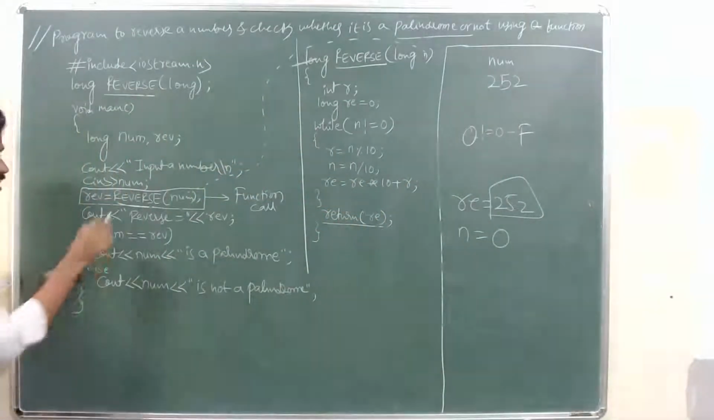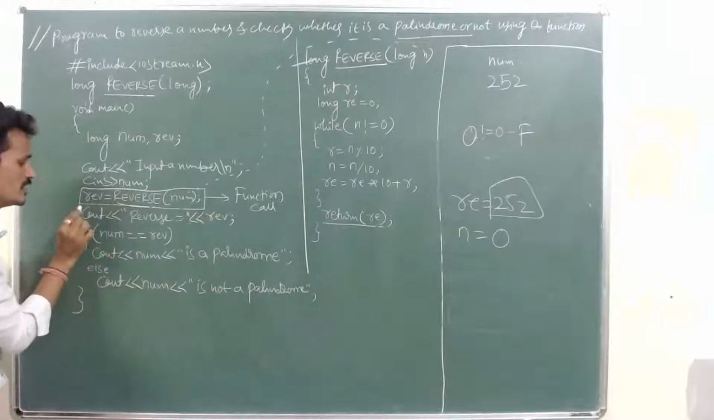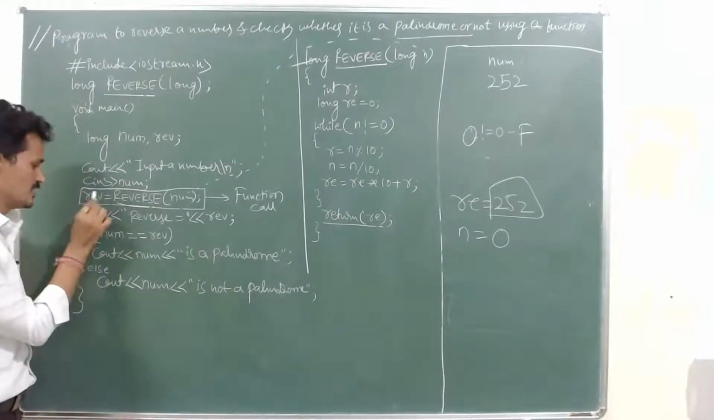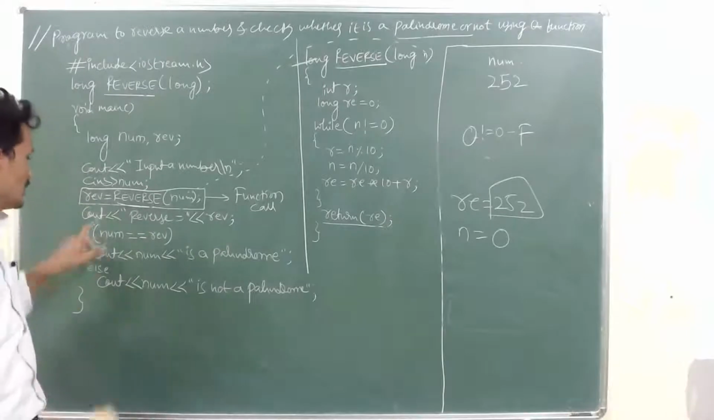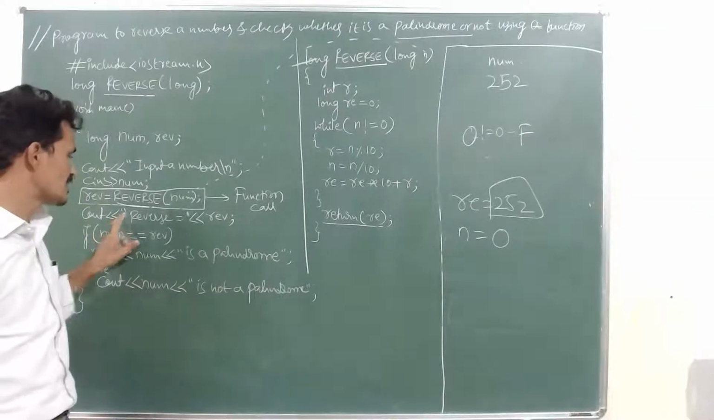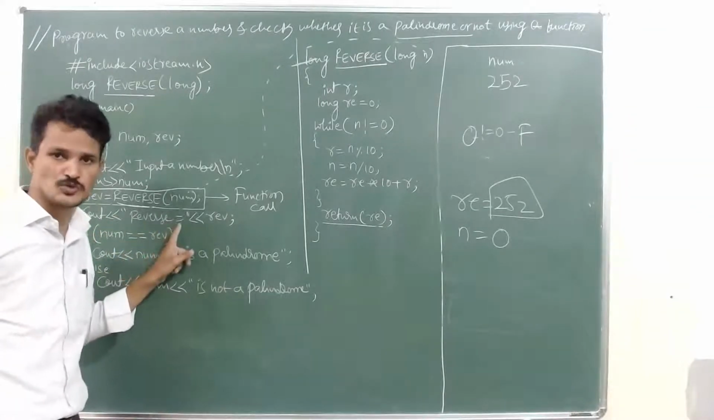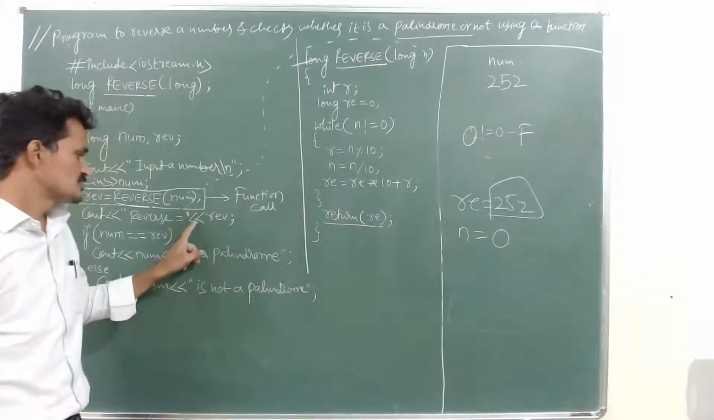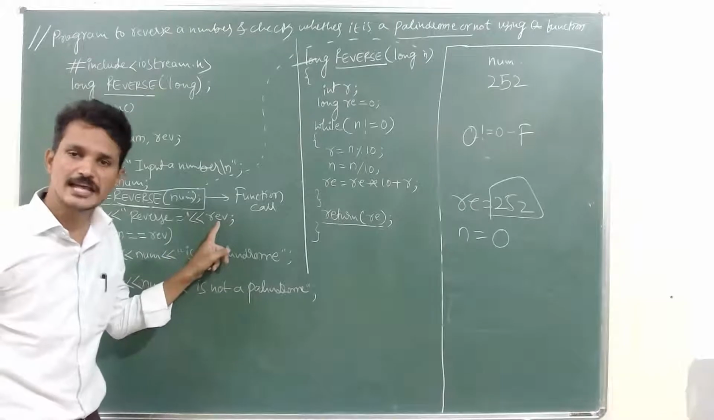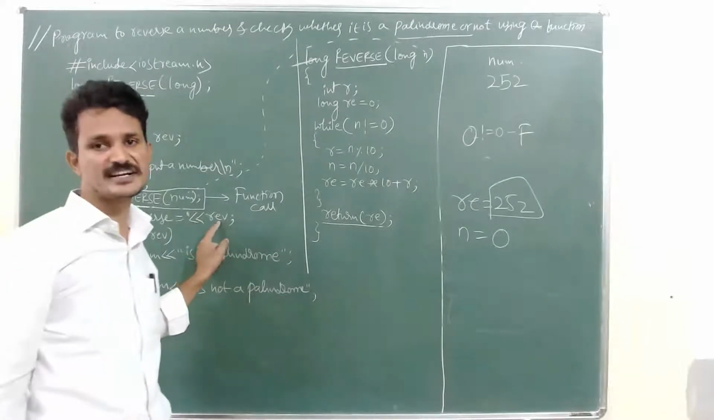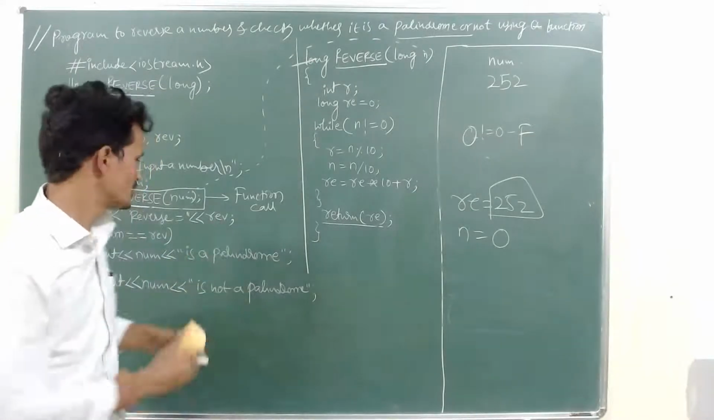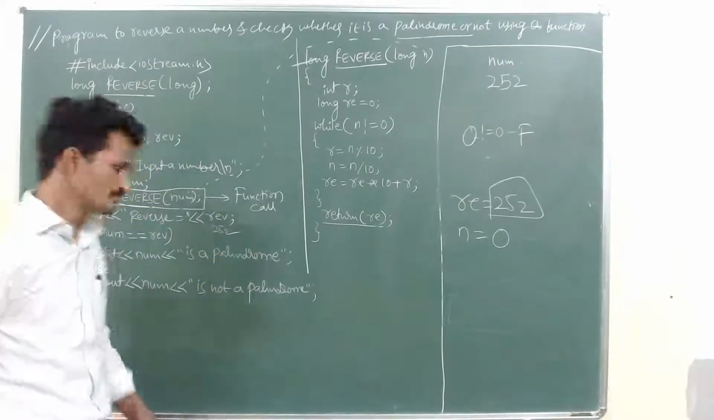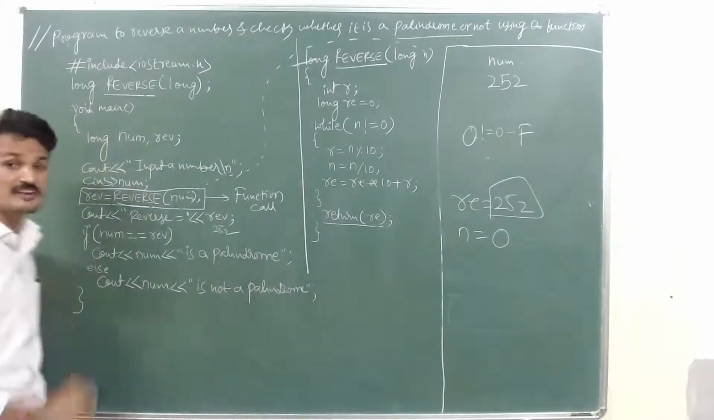It comes here and 252 will be stored in which variable? Reverse variable. Then comes the next cout. Cout, insertion, double quotation start. "Reverse is equal to" will print as it is because that is written under double quotation. String insertion rev. In place of rev, it is going to print its value. What is the value? 252. I am going to print. Then comes the if else condition.